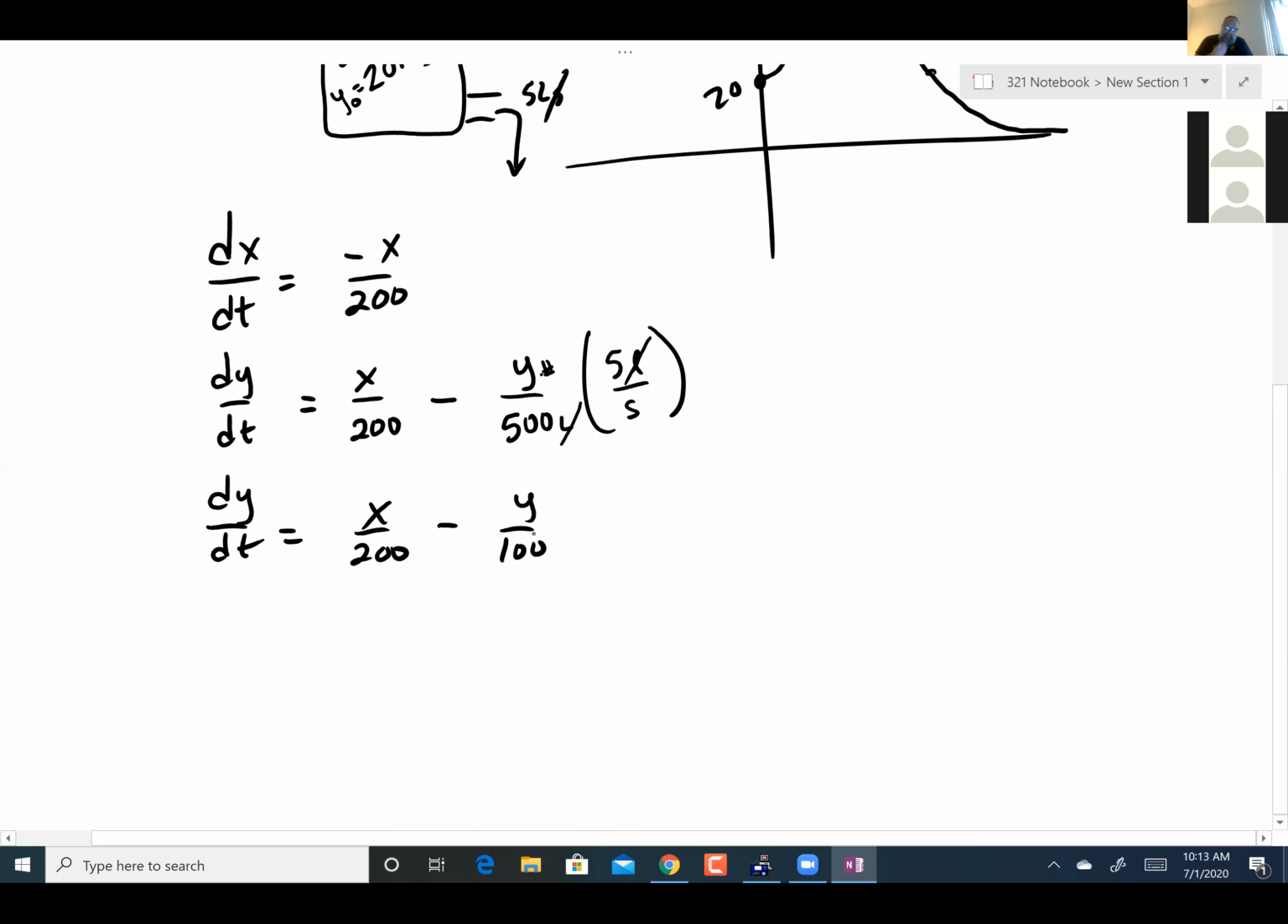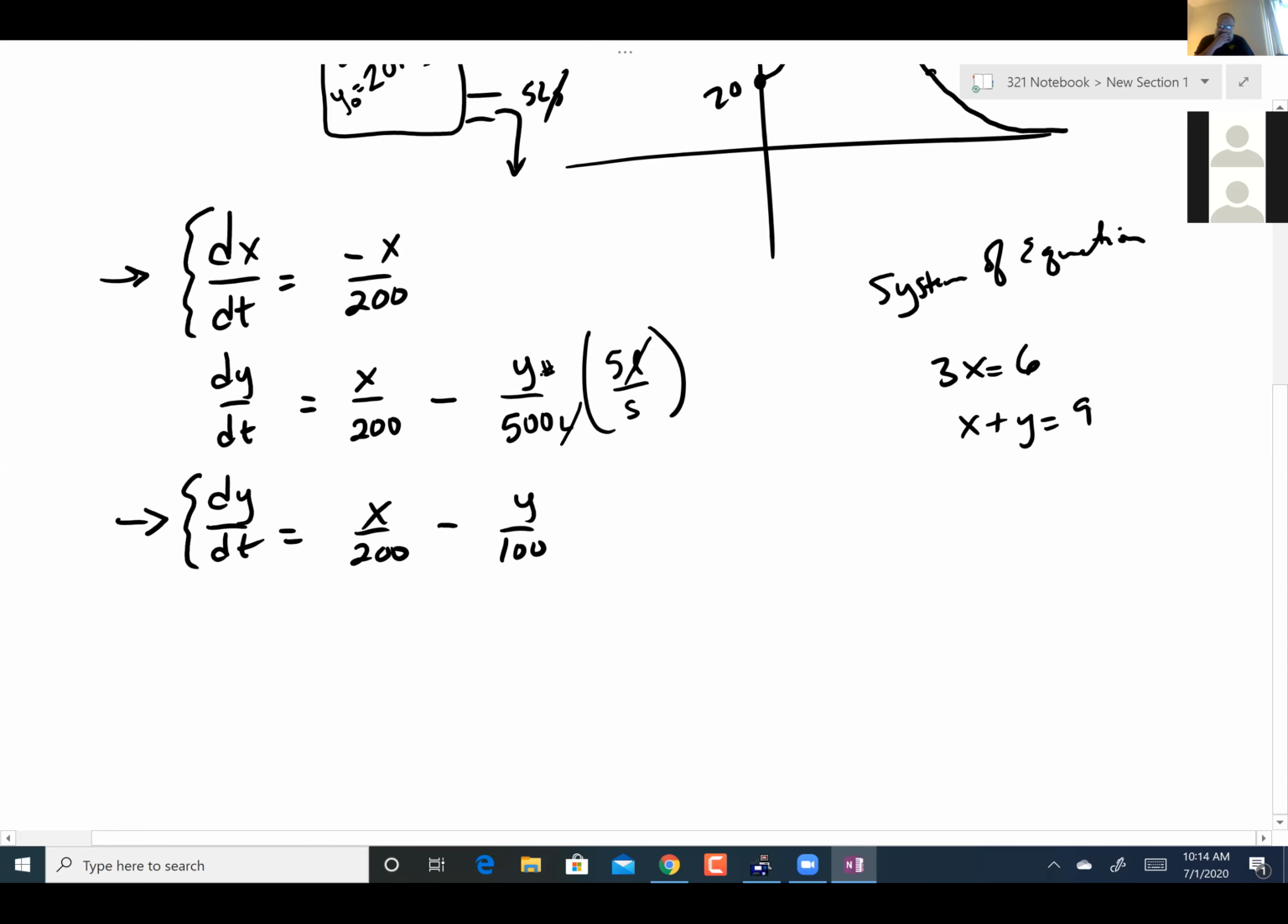Okay. I want you to focus on this piece right here and this piece right here. If you look at them together, what do they form? They form a system of equations. Yes? Okay. Now you think back to algebra 1. When you first started doing systems of equations, they would do something like this. Hey, 3x equals 6, x plus y equals 9. So what did you do? Well, you technically solved the systems equation.